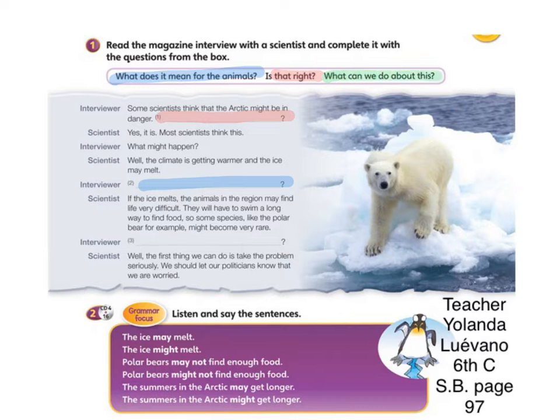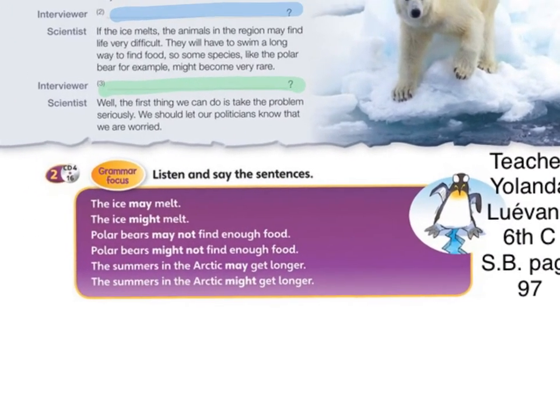Obviously, this is the last one. What can we do about this? Well, the first thing we can do is take the problem seriously. We should let our politicians know that we are worried. So, if we pay attention to this, we are dealing with this structure.